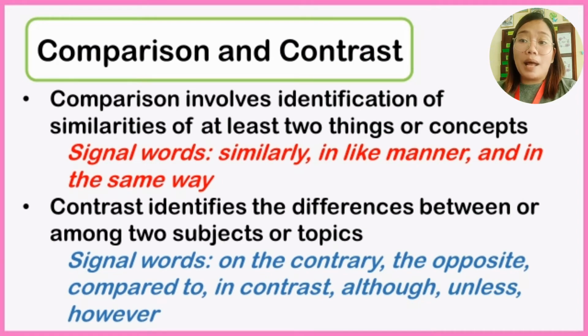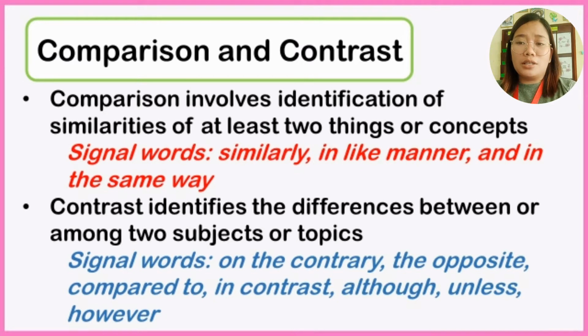Next, we have the comparison and contrast. Comparison involves identification of similarities. So, tandaan nyo yan. Kapag kina-compare mo yung dalawa or maraming bagay, ina-identify mo yung similarities. Therefore, pagkakapareha. So, the signal words that you can use to identify that is comparing, we have the following words. Similarly, in like manner, and in the same way. Actually, marami rin yan siyang listahan for the signal words under comparison.